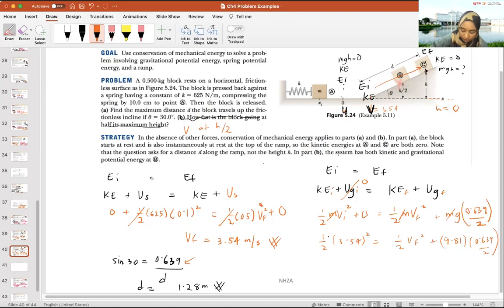3.54 squared divided by 2 minus 9.81 times 0.639 divided by 2, times 2, square root of that. So I would get my V final as 2.50 meters per second. So it is slower than our initial value of 3.54.